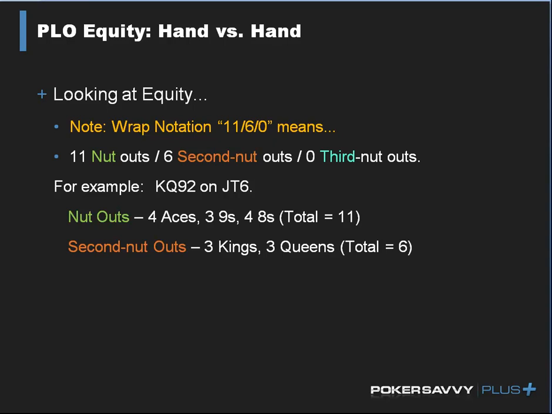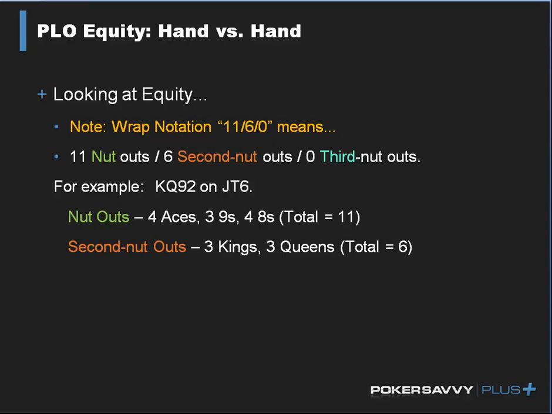Before we get to that, I'm going to point out some notation that you probably haven't seen before, and this is the same notation that I've introduced in my book in order to describe the strength of different straight draws. So this 11/6/0, three numbers listed with slashes between them, represent the number of nut, second, and third nut outs. And so an example given here, King Queen 9 on Jack 10 6. There are 4 nut aces, 3 nines, because we have 1 nine in our hand, and 4 eights, and all 11 of those cards give us the nuts, at least the nut straight.